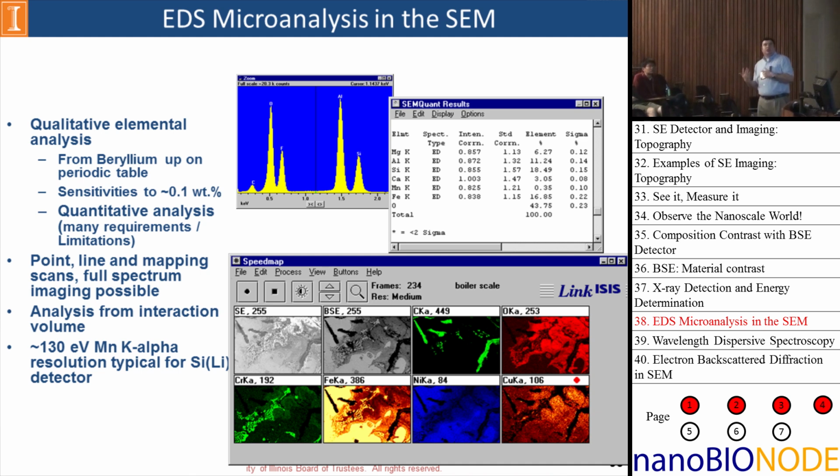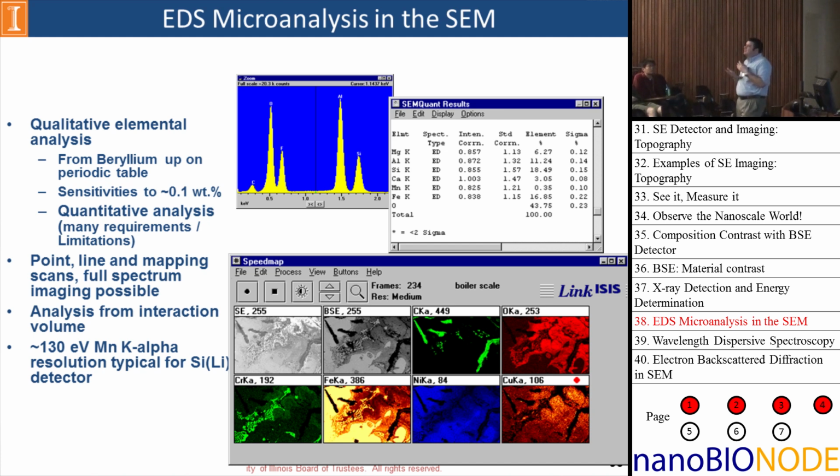So things that we can typically do with an EDS system is we can do some point and shooting, we can do mapping. There's a lot of good stuff we can do with an EDS system. But just getting a little ahead of myself here, mostly this is a qualitative elemental analysis technique. Typically, beryllium and up is what we can look at. Sensitivity is around 0.1 weight%.